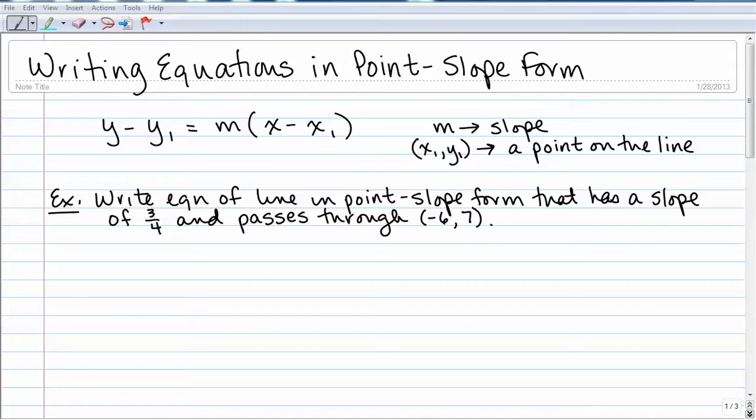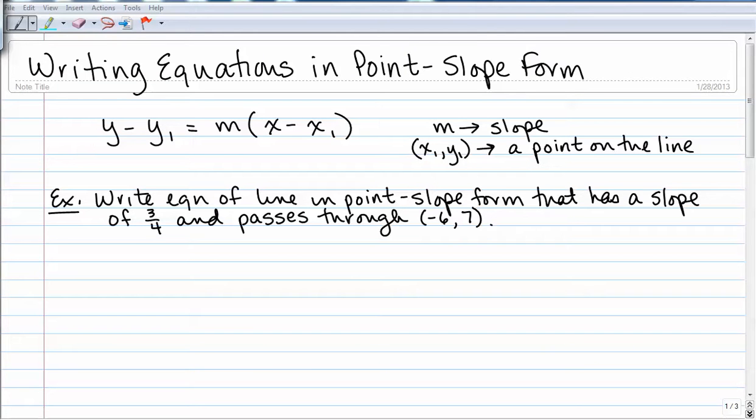Here's how to write an equation in point-slope form. Recall that point-slope form is y minus y1 equals m times the quantity x minus x1. In this equation, m is of course your slope, and x1 and y1 are a point on the line. The x and the y will stay x and y in your final answer.